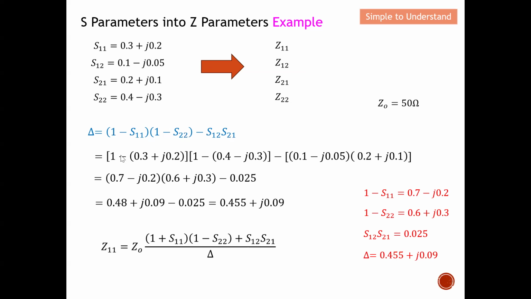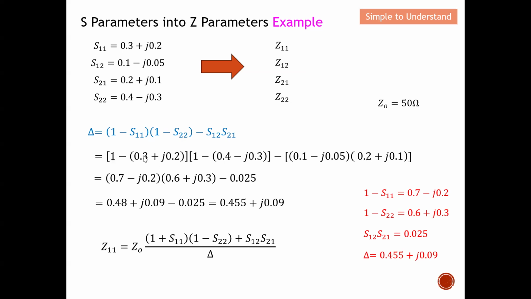So this is 1 minus S11, and S11 is here, as you can see. 1 minus S22, and S22 is here, so I write it here. Then minus S12 times S21. S12 is here, and this is S21, as you can see from here. So I should get all this answer here.